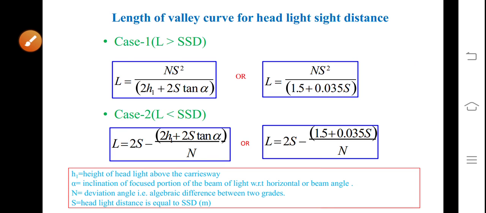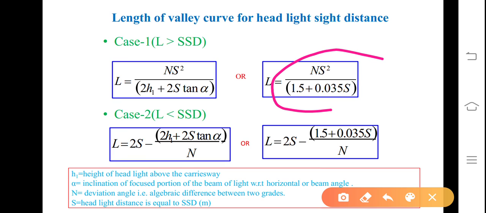Okay, this is the concept you have to understand in this equation. You substitute h1 as 0.75 and alpha as 1 degree. Then if you simplify, you will get N s squared divided by 1.5 plus 0.035 s, where s is the stopping sight distance in meters. It may be given directly in the numerical problem, or other parameters or data will be given, and you have to calculate s.